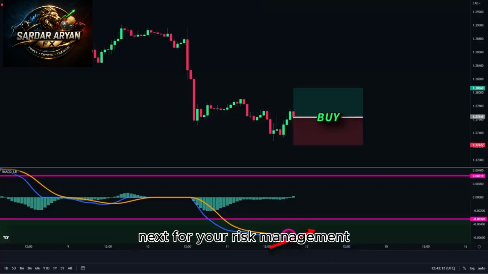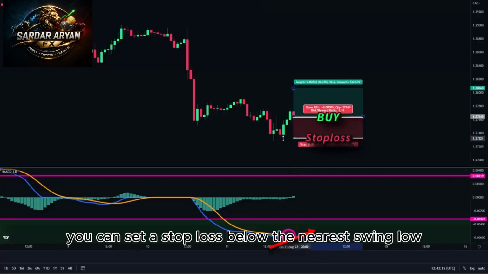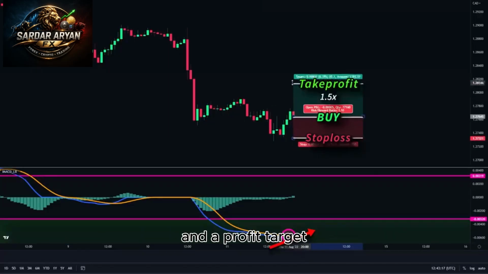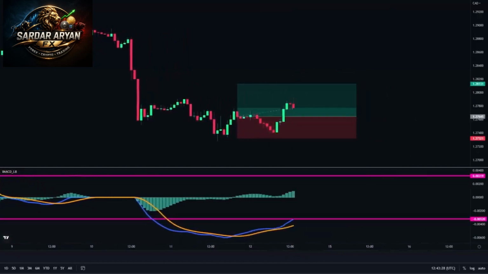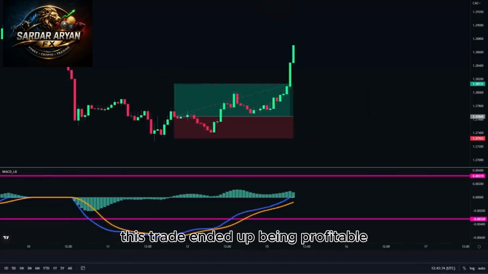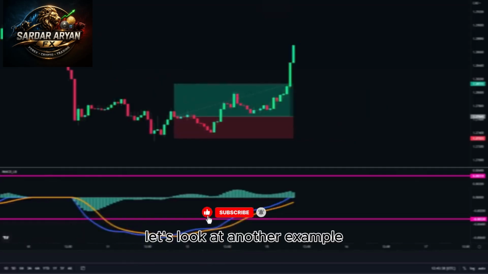Next, for your risk management, you can set a stop loss below the nearest swing low and a profit target at 1.5 times your stop loss. And as you can see, this trade ended up being profitable. Let's look at another example.